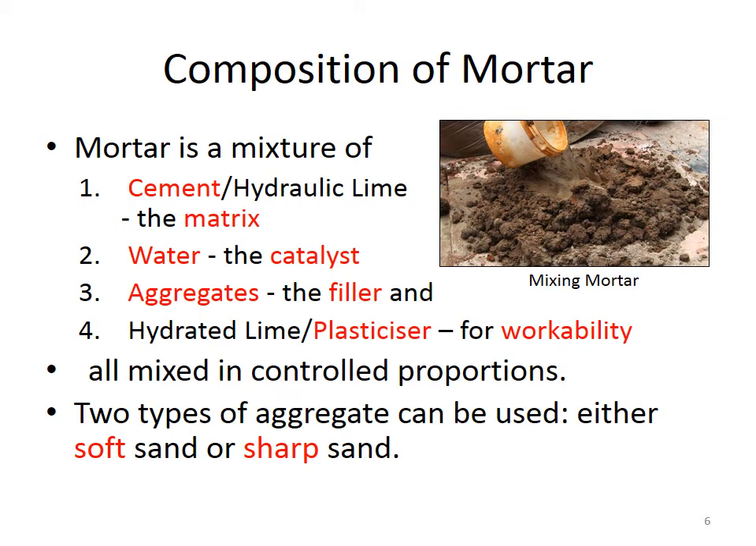The composition of mortar. Mortar is a mixture of cement or hydraulic lime, which is the matrix, water, which is the catalyst, aggregates, which are the fillers, and hydrated lime or plasticizer, which are added to the mix sometimes in order to improve workability. These are all mixed in controlled proportions. Two types of aggregate can be used, either soft sand or sharp sand, which we'll talk about in a little while. In the image on the top right hand side there, we can see an example of some mortar being mixed.